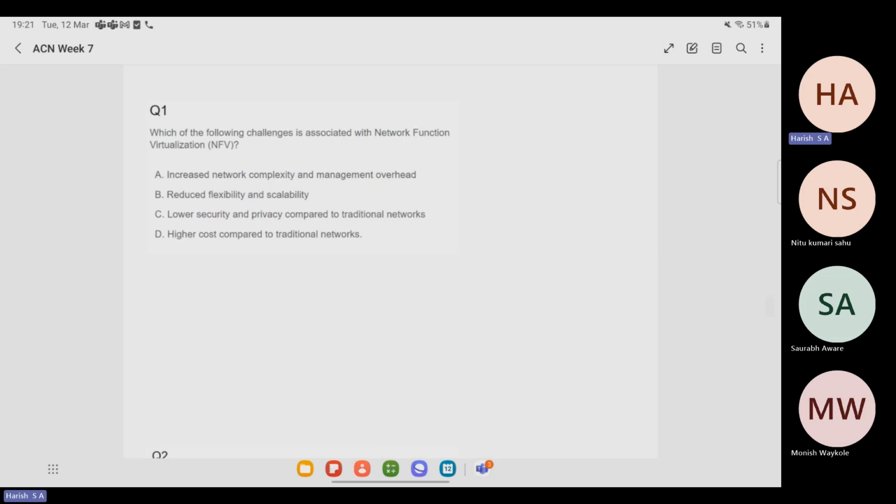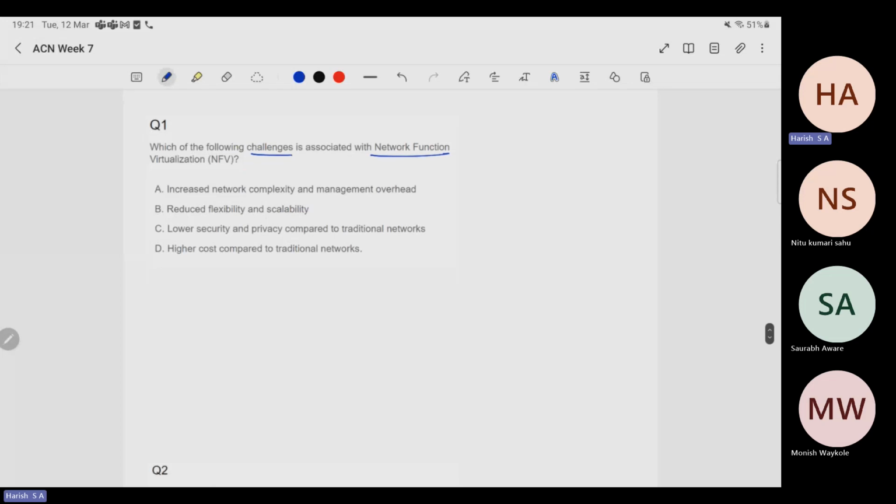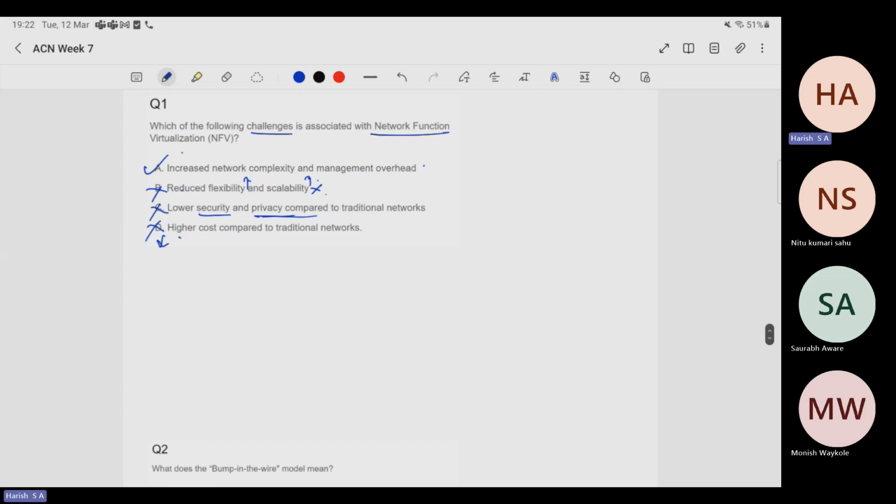Which of the following challenges is associated with network function virtualization? Is there an increased network complexity and management overhead? Let's see. Is there reduced flexibility and scalability? No. It increases flexibility and scalability. And does it lower security and privacy compared to traditional networks? No, it does not. There is no lowering or increasing also, right? And is it higher cost? No, it is lower cost. So this is wrong, this is wrong, this is wrong. So this is correct. So basically, network function virtualization tends to address the challenge of increased network complexity and management overhead, right?